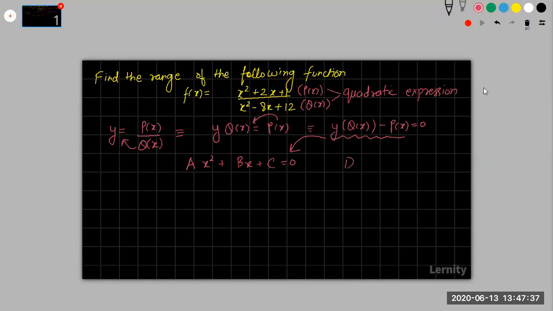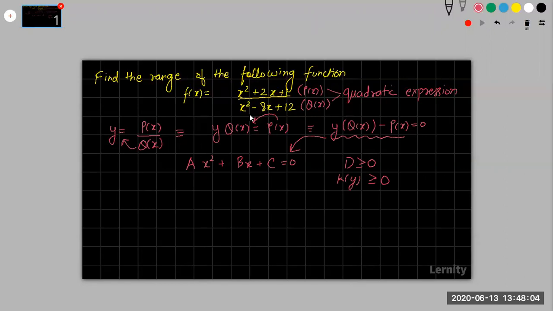For this quadratic equation, I will find D greater than or equal to 0. This D will be in terms of y, because here we have y. So this D will be a function of y, so I can take this as k of y. So k of y will be greater than or equal to 0. From this we will get the range of y. Using this part, we will solve this particular function.